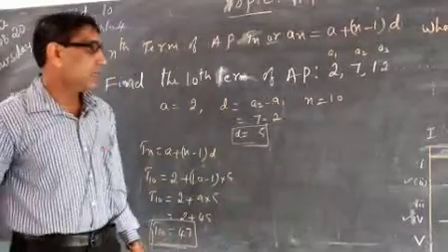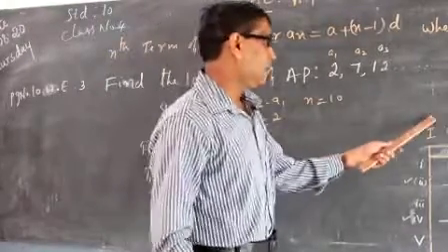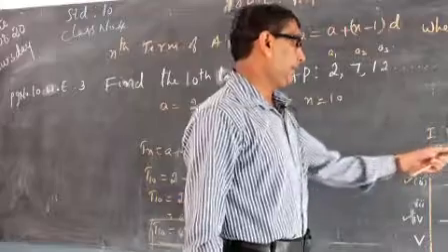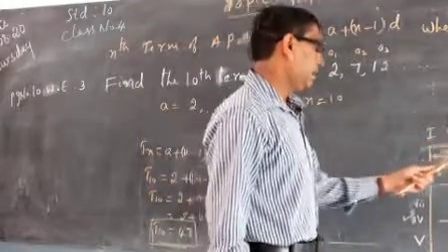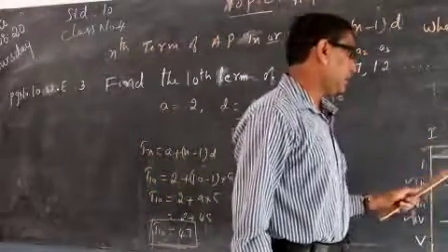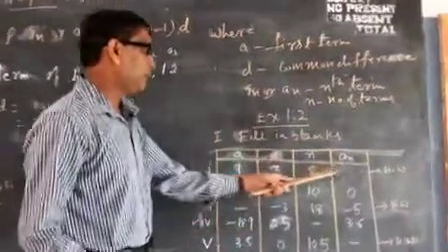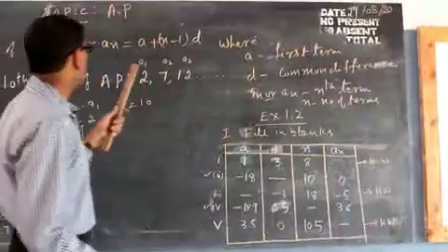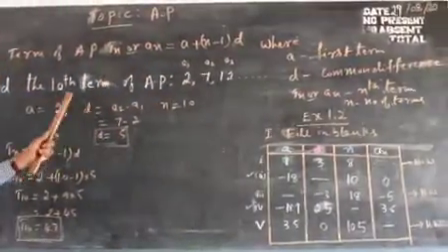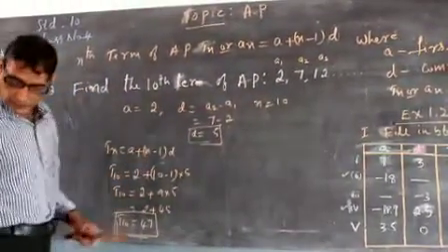See here in exercise 1.2, one table is given. Fill in the blanks. Where A, n, D and An are given, a few are blank and a few have values given. Whichever is blank, that we have to find out. For all of this we have to use the same formula. Tn is equal to A plus n minus 1 into D. Let us see one by one.